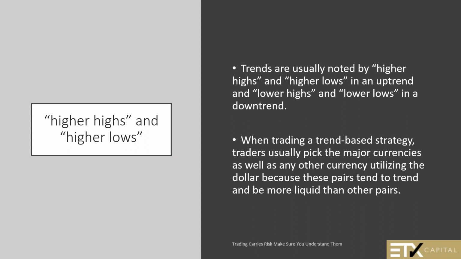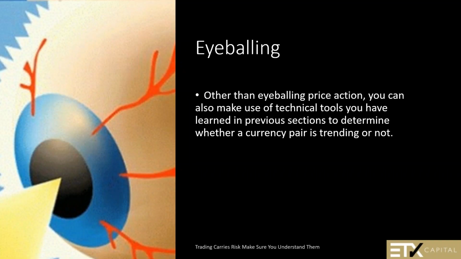Now, in the financial market, a trend is usually noted because you need some data to tell you this trend. If you're looking at women's heels, you'd have to measure their heels and their skirts. If you're looking at colors of cars, you'd have to look at sales numbers. So in the financial market, we're looking at higher highs and higher lows in an uptrend, or lower highs and lower lows in a downtrend. When trading a trend-based strategy, traders usually pick the major currencies as well as other currencies utilizing the dollar, because these pairs tend to trend and are more liquid than other pairs.